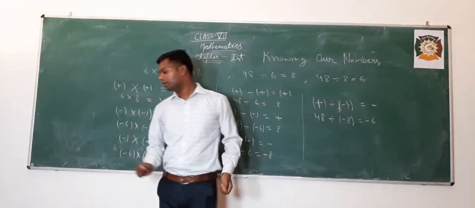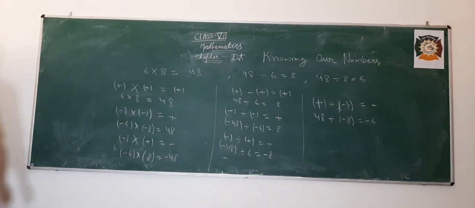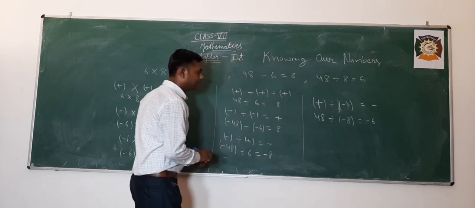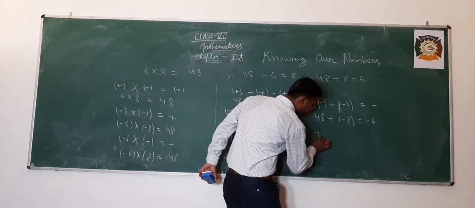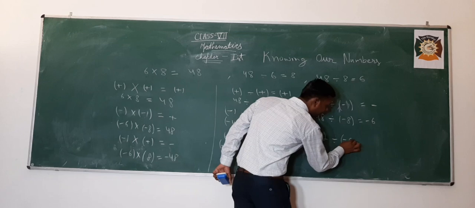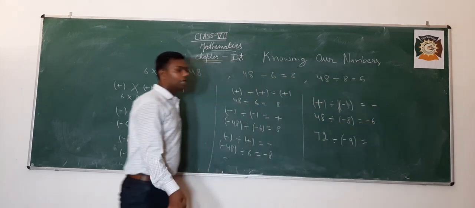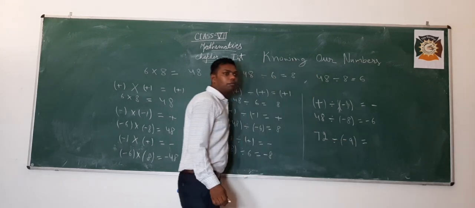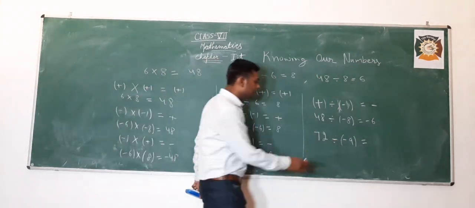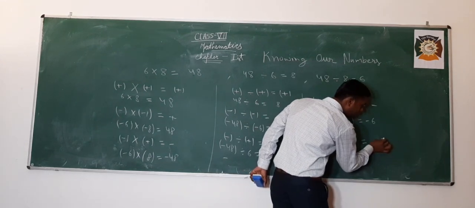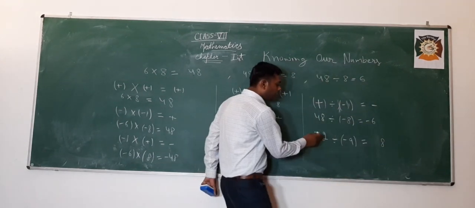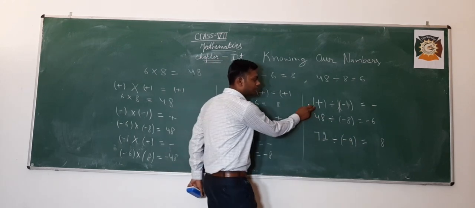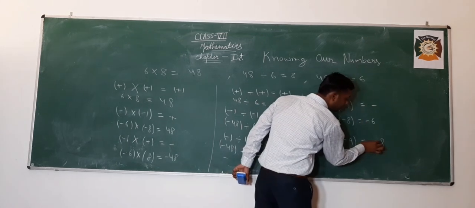And see the next trick. Let's consider another example. Here we write 72 divided by minus 9. Can you answer it? First of all, you have to divide their numerical values. 72 divided by 9 is 8. Now 72 is positive, 9 is negative. So what's our case? Positive divided by negative, then the result will be negative.